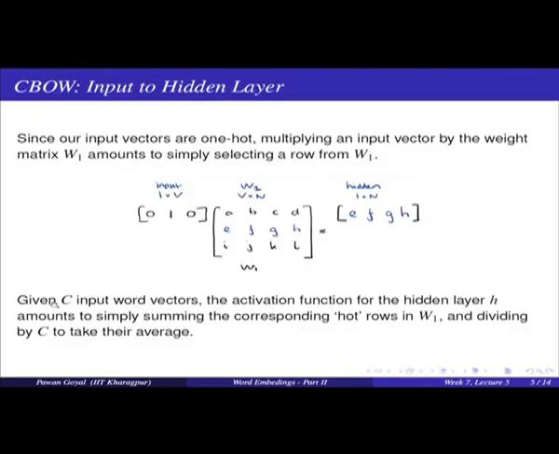So you are picking 8 different rows in my first weight matrix, and given c input words, the activation function for the hidden layer will simply be summing the corresponding hot rows. So I pick up the hot rows that correspond to the input words and divide by c, so that I have an average representation. So now you understand what goes from input to hidden layer. You are taking c different rows from your weight matrix and averaging those. That's what goes into your hidden layer.